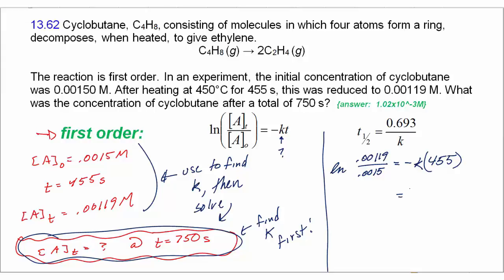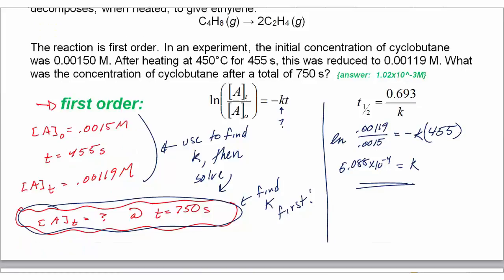Okay, so let's solve for K. We'll have the natural log of 0.00119 divided by 0.0015, divided by negative 455. I get about 5.088 times 10 to the negative 4 as my K. Okay, now I'm ready to solve for the last part.